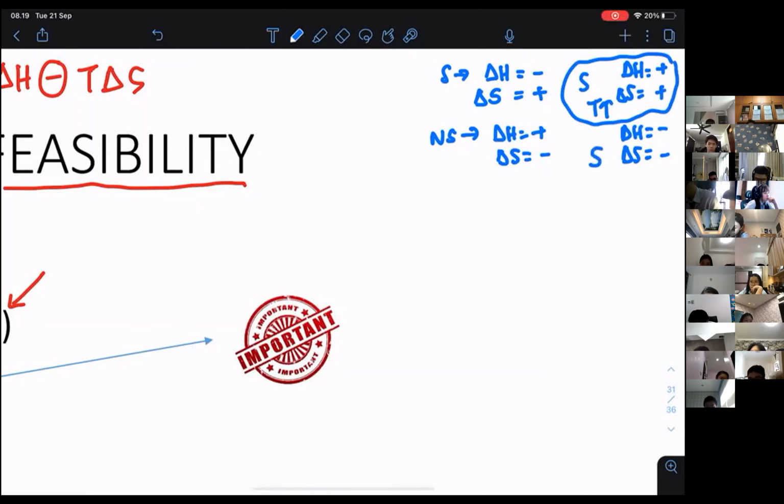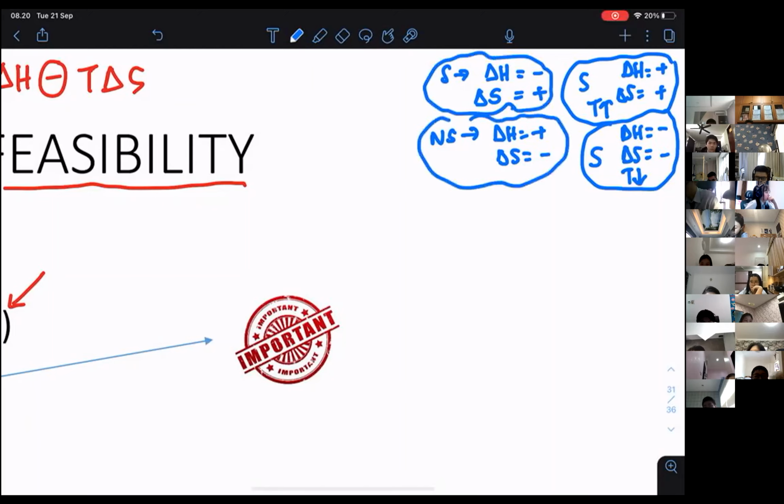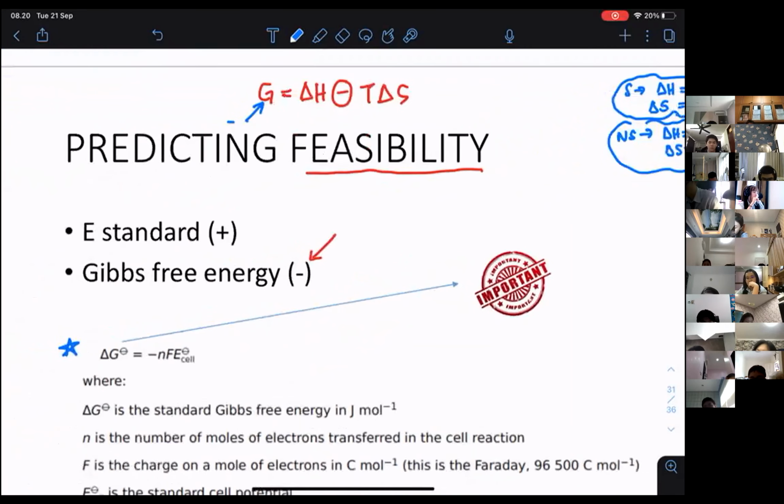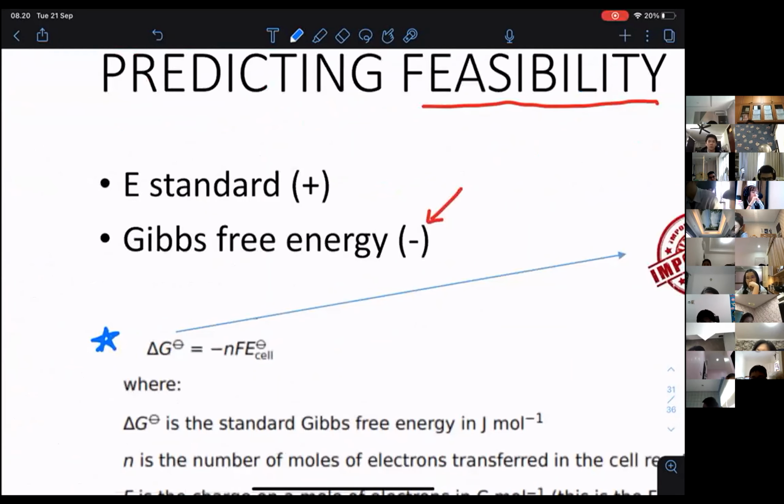This is going to be spontaneous if negative, and negative only when the temperature is lower. Okay, so all this I have taught you. It has a relationship with the enthalpy, with the entropy, and with the temperature. So whatever it is, if you have the E value, then it must also be related to feasibility.